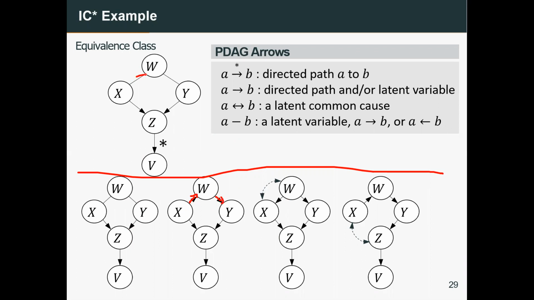Because this edge is undirected, it means that we know nothing about it. So it can mean that we have both the latent variable here and a direct cause from W to X. And because there's just an edge here, it means that either there's a direct path from X to Z, or there could be a latent variable between X and Z. And I've summarized the rules really shortly here.